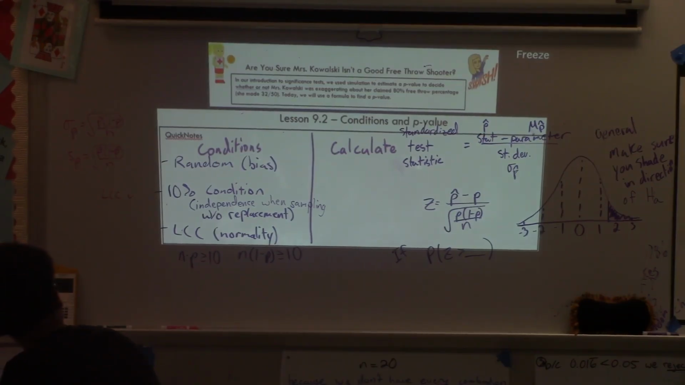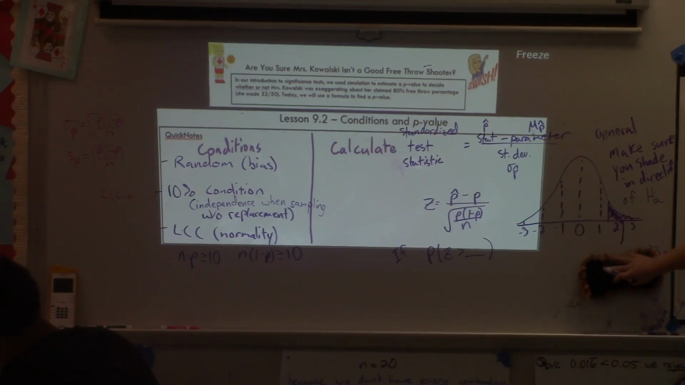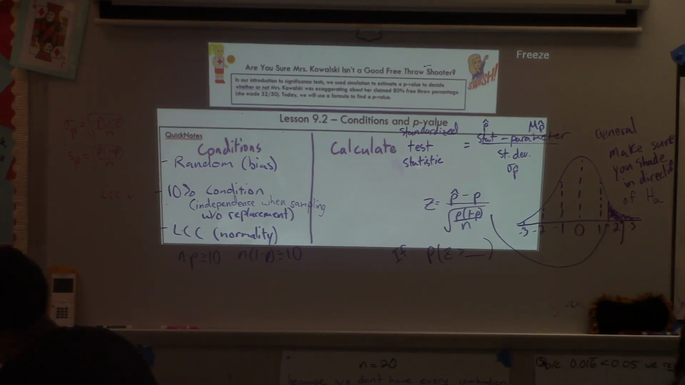Just don't forget this area shaded right here. What is that area? Z is right here, but what is that area? Which probability are we looking at? It is that conditional probability, but I just want us to recognize that that's our p-value. So if the probability of Z is greater than, then we're shading to the right, and this shading is based on the alternative hypothesis.